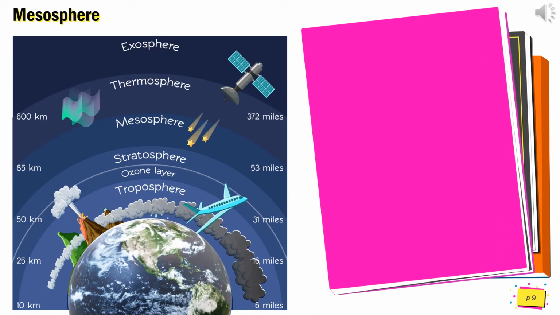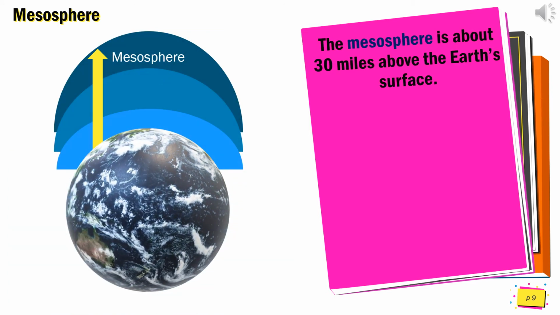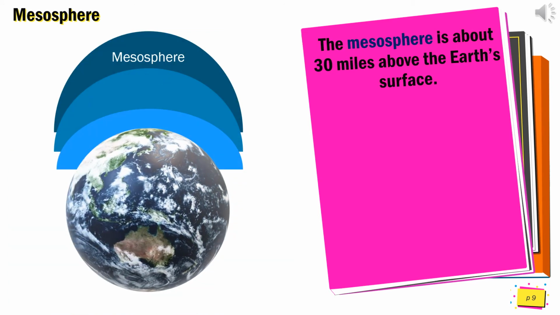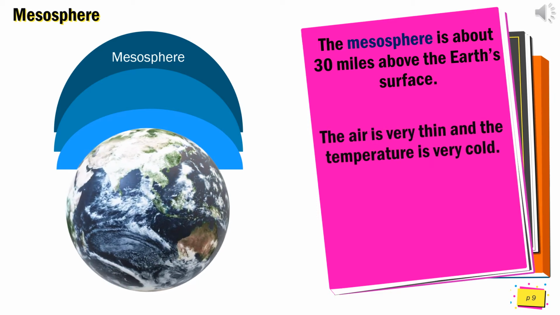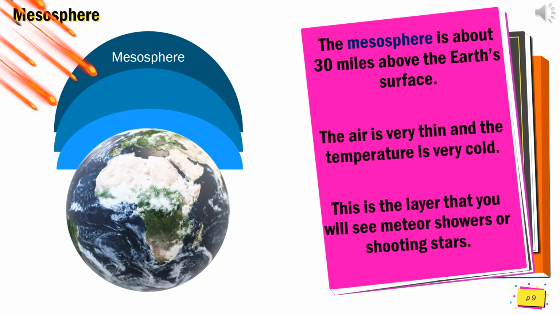Let's look at the next layer. The mesosphere is about 30 miles above the Earth's surface. The air is very thin and the temperature is very cold. This is the layer that you would see meteor showers or shooting stars.